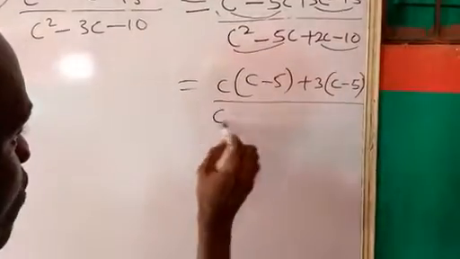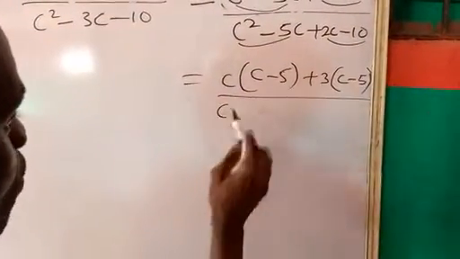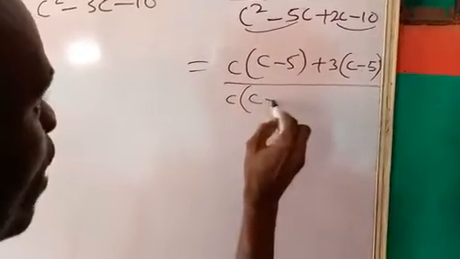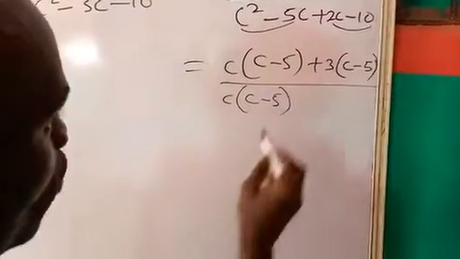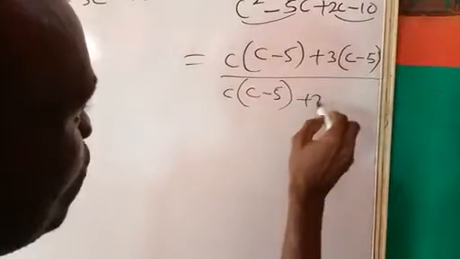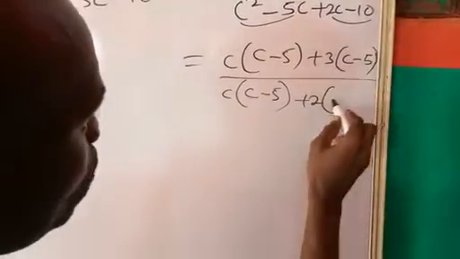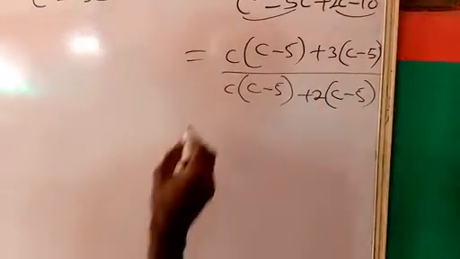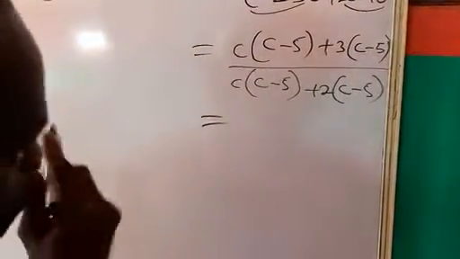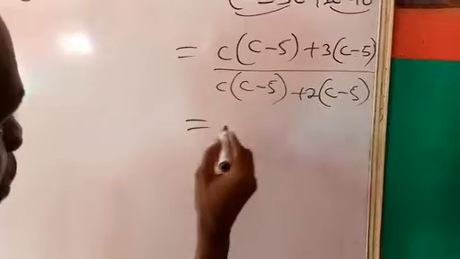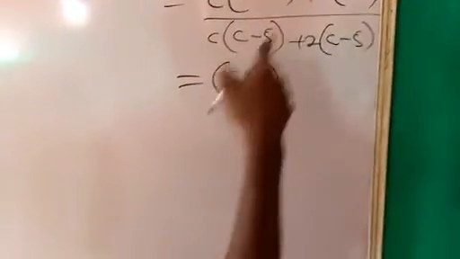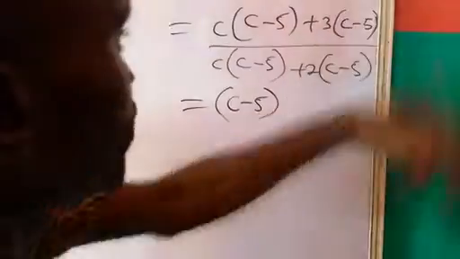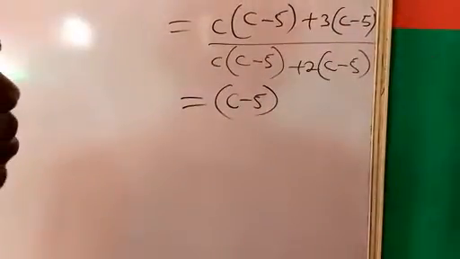I will also factorize c, so I will have c times (c minus 5) in the denominator. And this one can also be factorized, with 2 common, becoming 2 times (c minus 5). Therefore, I've just done something. Now, what can I do here? I see the bracket is common. I collect only one of the brackets, since they are common.